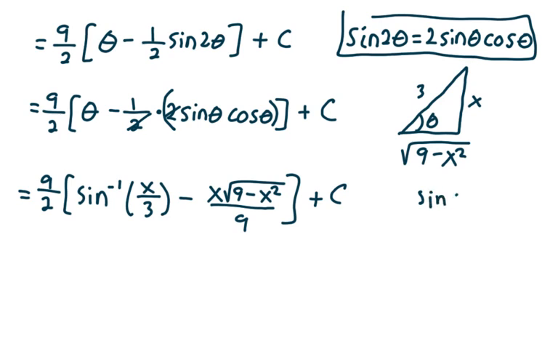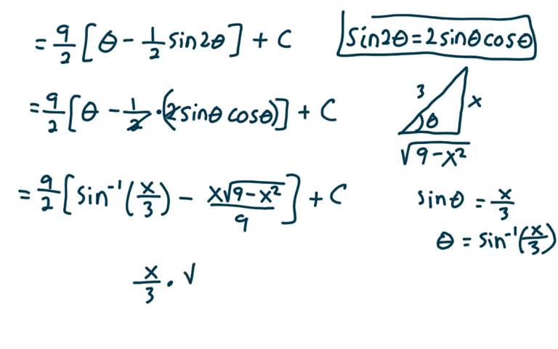Remember that sine of theta is equal to x divided by 3. Solving for theta, we get arc sine of x over 3. And that's what I get for that first term. So I get 9/2 the quantity, arc sine of x over 3. And then remember, sine of theta is x over 3. Cosine theta is square root of 9 minus x squared over 3.